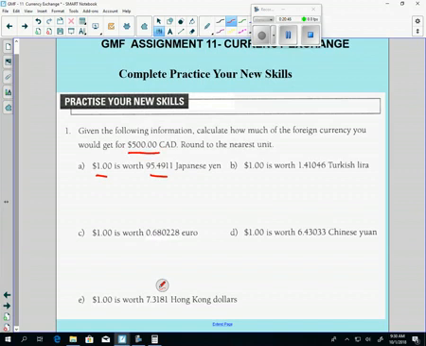Same thing here. $1 is worth 1.41 Turkish lira. How many lira would you get? $1 is worth this many euro. How many euro would you get? So there's 5 examples I want you to practice with. And that's it.